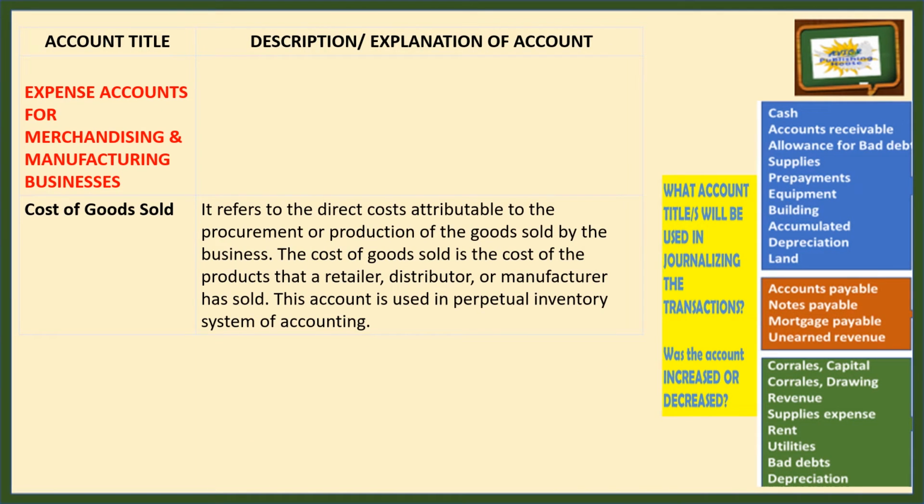Cost of goods sold is also applicable only for merchandising and manufacturing business. Cost of goods sold refers to the direct cost attributable to the procurement or production of the goods sold by the business. The cost of goods sold is the cost of the products that a retailer, distributor, or manufacturer has sold. This account is used in the perpetual inventory system of accounting.